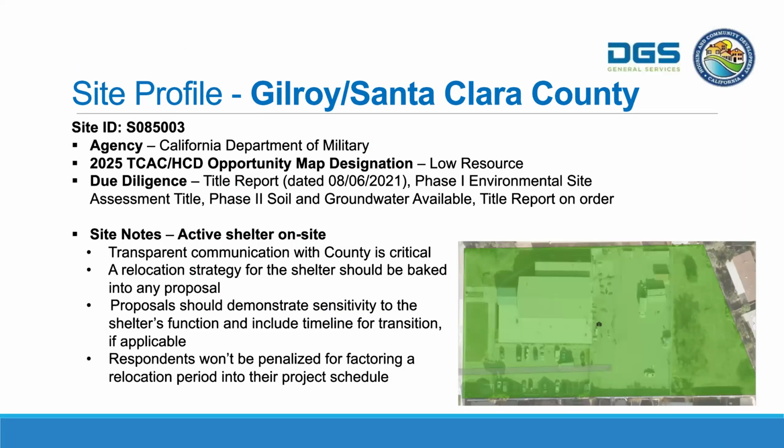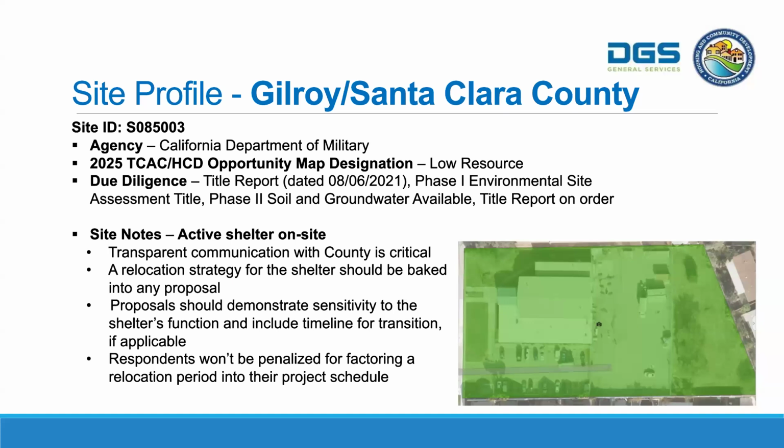Okay, so this is a site in Gilroy and Santa Clara County. You can see the site ID there. It's actually in a low resource opportunity map designation. However, it is scoring well on the amenities overall for TCAC and HCD. There are some due diligence reports that are either available or will be made available. We talk through how to access those, and there's also an FAQ on DGS's website to tell you exactly where those due diligence reports can be found. And you should check back to that space often.